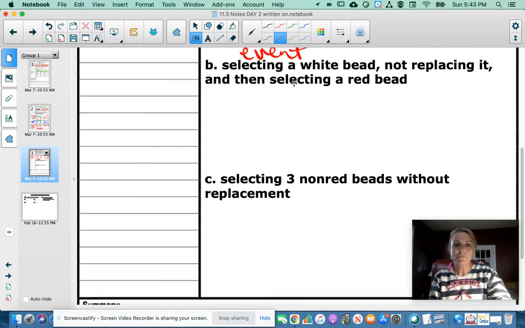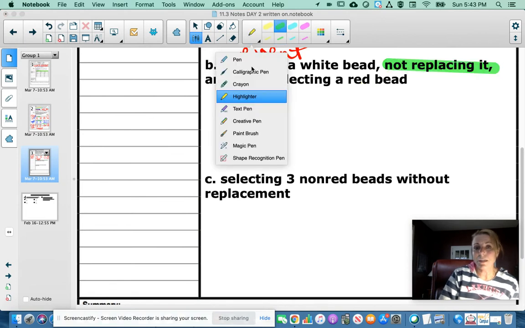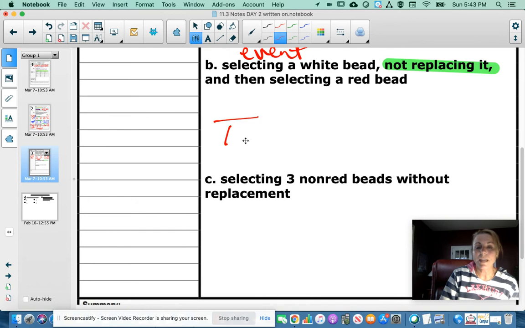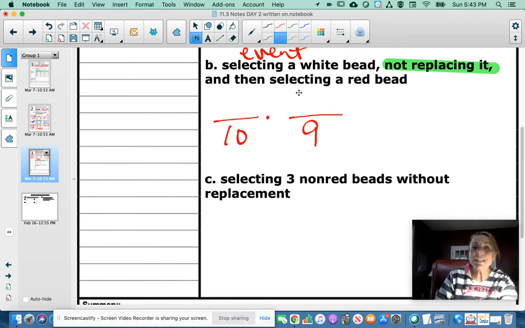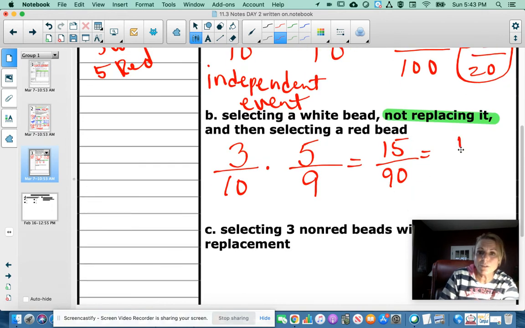B, what's the probability of selecting a white bead, not replacing it, and then selecting a red bead? There are 10 beads, but if I don't replace it, then there's only 9 to choose from. We already said that there are 3 white, and then how many red are there? There are 5. 3 times 5 is 15. 10 times 9 is 90. 15 over 90 reduces to 1 over 6.